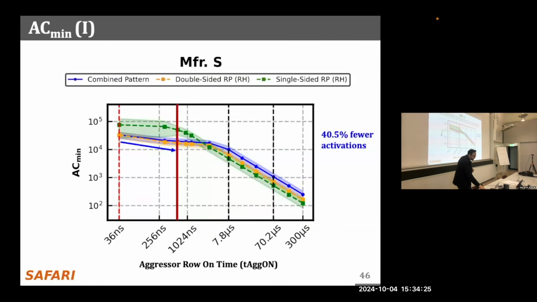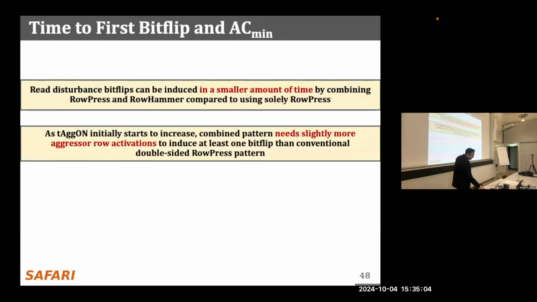Here we look at the same comparison, but this time for the total activation count, and we see that by combining patterns, you can reduce the necessary activation count quite significantly. While you're pressing one row and hammering the other row, you can reduce the activation count to the level of pressing the row. But since you're hammering the other row, the total attack time gets much shorter as well. And this is common across all three manufacturers.